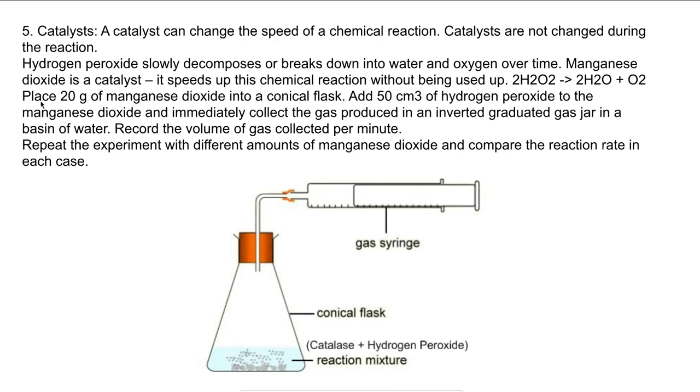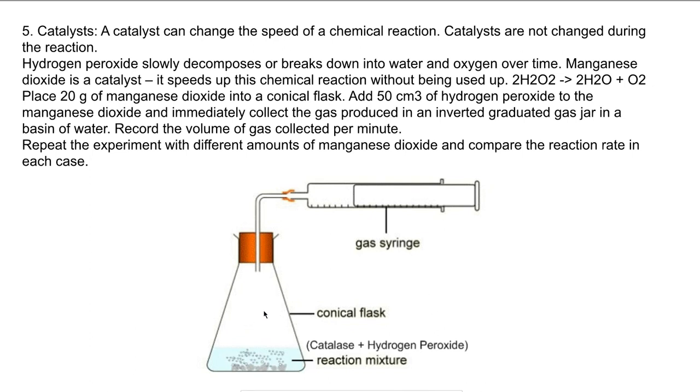So if we're looking at this experiment, we can add manganese dioxide into a conical flask, add hydrogen peroxide, and immediately collect the gas produced. The gas in this case will be oxygen gas. So hydrogen peroxide will slowly break down into water and oxygen, but this reaction rate is increased if a catalyst like manganese dioxide is added.